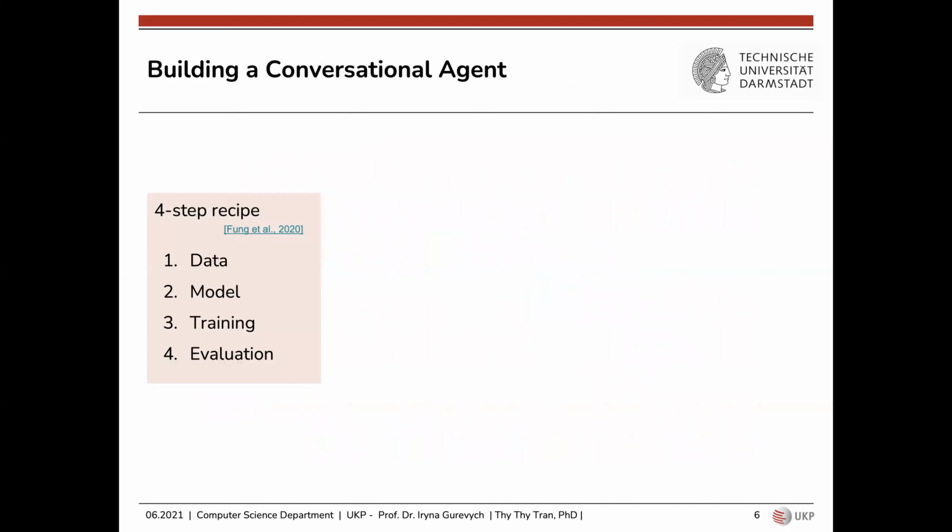So to build a conversational agent, we can break it into 4 steps. First, we need to select the data for our task. Next, we need to select a model architecture to learn from the selected data. Then we train a model on such data. And finally, we evaluate the trained model with different evaluation metrics.